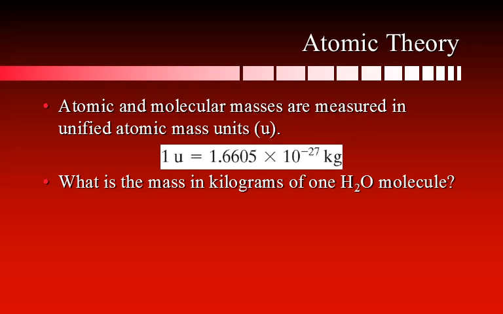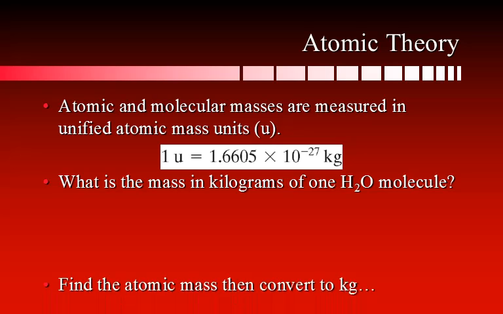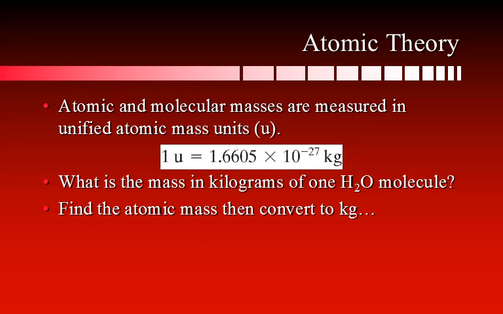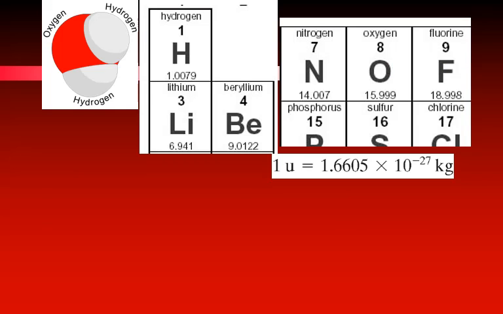And so let's figure out the mass in kilograms of 1 H2O molecule. We want to find the atomic mass, and we convert that to kilograms. We have our values here: oxygen, hydrogen, and our water molecule, one oxygen and 2 hydrogen. See if you can do that. What's the mass in kilograms of 1 molecule of water? Go ahead and pause the clip and try that, and when you're ready to check, you can hit play to continue.